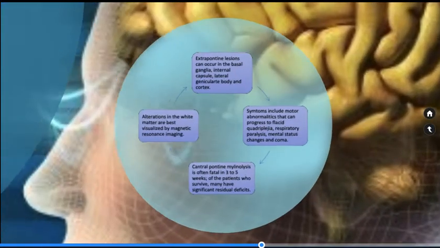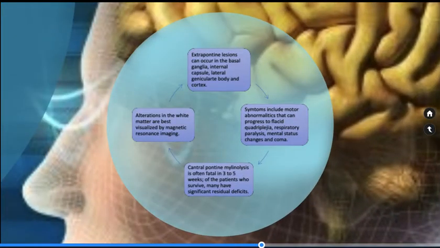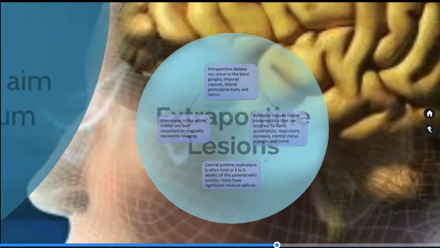Extrapontine lesions. Extrapontine lesions can occur in the basal ganglia, internal capsule, lateral geniculate body, and cortex. Symptoms include motor abnormalities and can progress to flaccid quadriplegia, respiratory paralysis, mental status change, and coma. Central pontine myelinolysis is often fatal in 3 to 5 weeks, and patients who survive may have significant residual deficits. Alterations in the white matter are best visualized by magnetic resonance imaging.